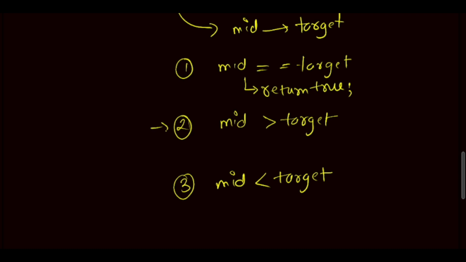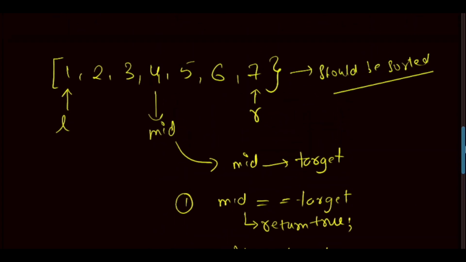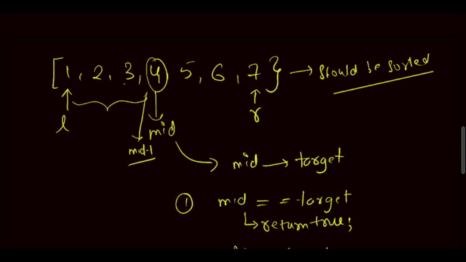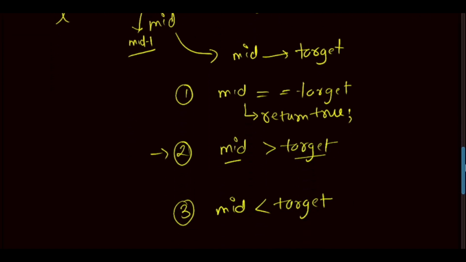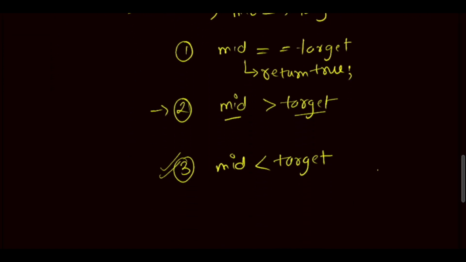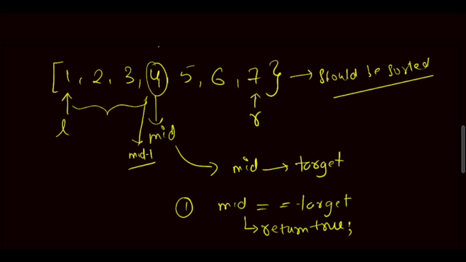And if the second case occurs, now think about this. Your target is less than the mid element, which means that your target must lie within the range from L to mid minus 1. Mid minus 1, because your target is less than the mid element and this array is sorted. That's why we need a sorted array to apply this algorithm, because it works on this logic. And if the third case occurs, you can be sure that your target now lies from mid plus 1 to R.